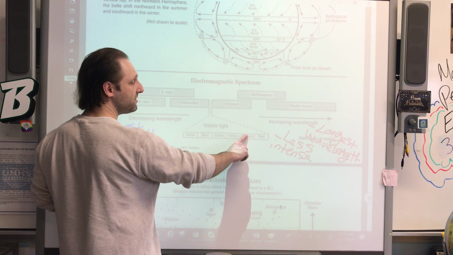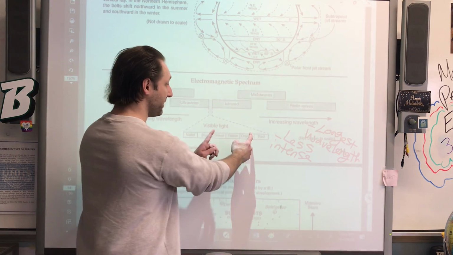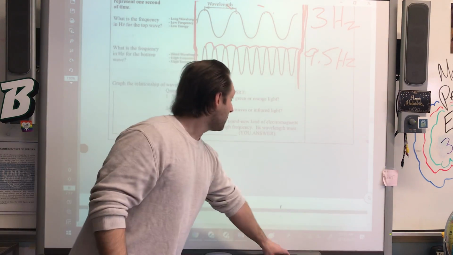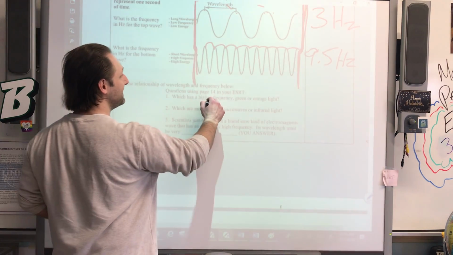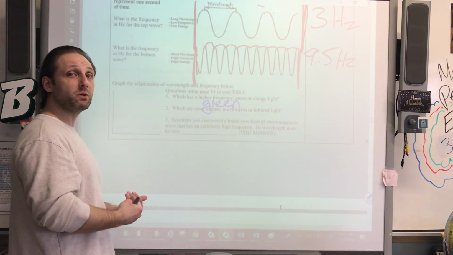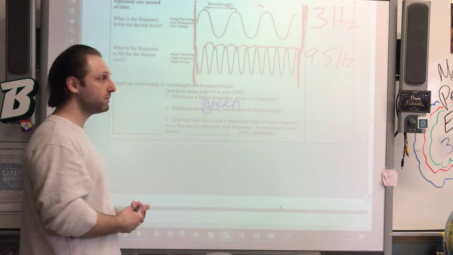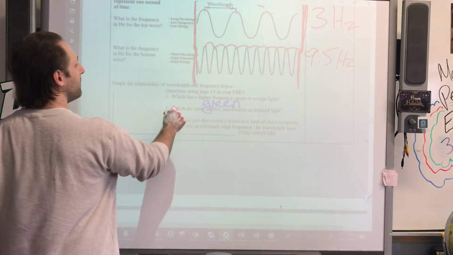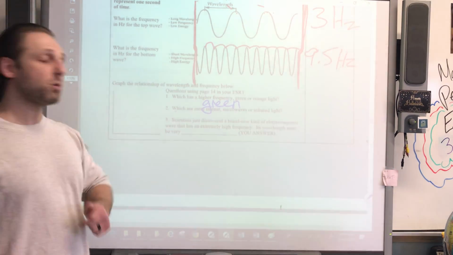Orange is less intense, green is more intense when comparing just those two. Right? So higher frequency, green. Green is more intense, higher frequency, higher hertz. Right? More intense, higher hertz, higher frequency. Which are more intense, microwaves or infrared light?